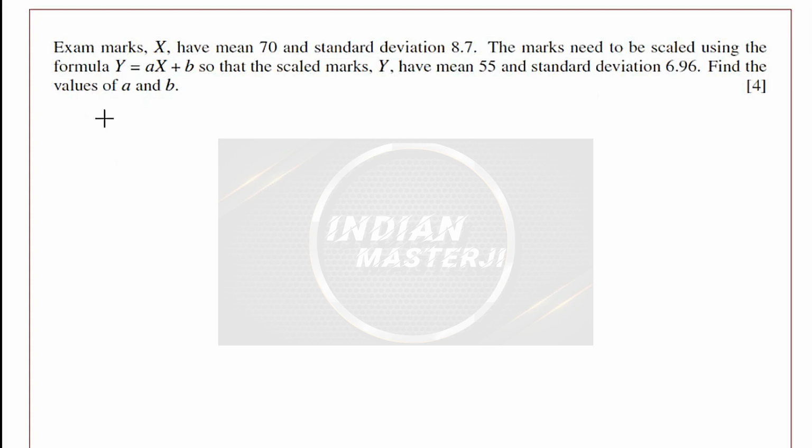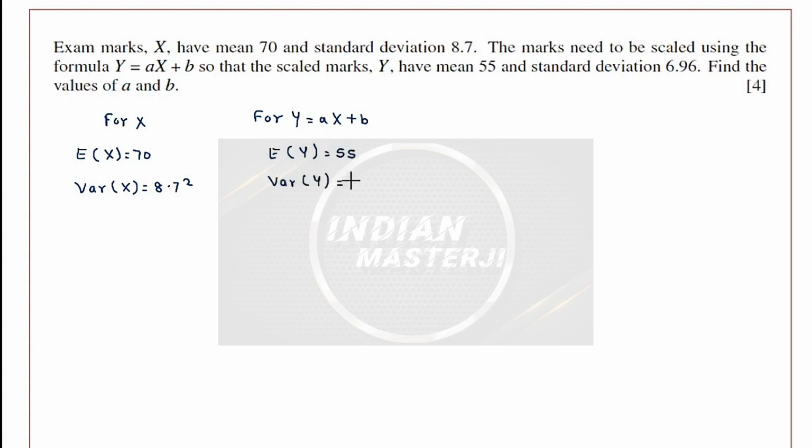Now what all things we have been given? Let's write down that particular thing first. So for x, they have given mean of x as equal to 70 and standard deviation as 8.7. So that means variance of x is 8.7 square. Correct? Now for the linear function y, ax + b, they have given the mean as 55 and the variance of y as 6.96 square. Correct? And they are asking for the values of a and b.